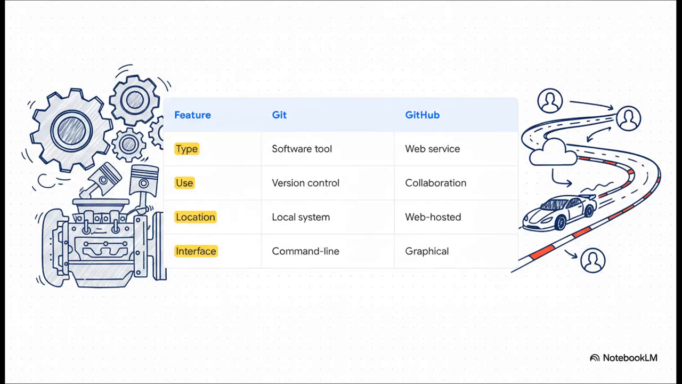This table honestly breaks it down perfectly. This is probably the number one point of confusion for beginners, but it's actually super simple. Git is the tool on your computer. GitHub is the website on the internet where you store your project and work with others. You can think of it like this: Git is the engine, and GitHub is the car and the racetrack, all rolled into one.